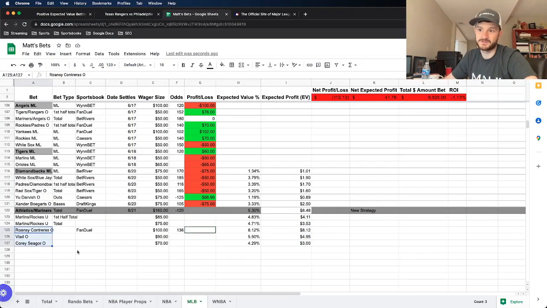and these are going to be the 3 bets that I'm taking. So it's all 3 overs: Roansy Contreras over strikeouts, and then Vladimir Guerrero and Corey Seager over 1.5 total bases. So let me know if you're tailing. Hopefully this new strategy works out starting the 21st.